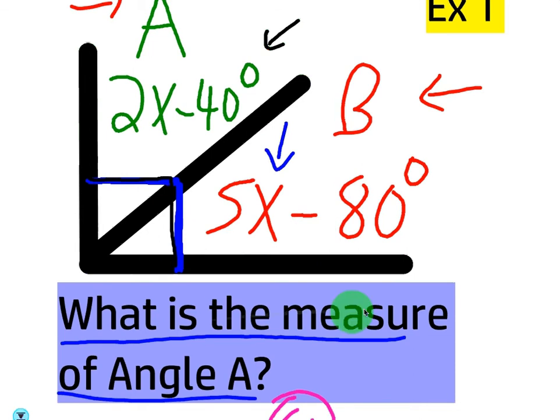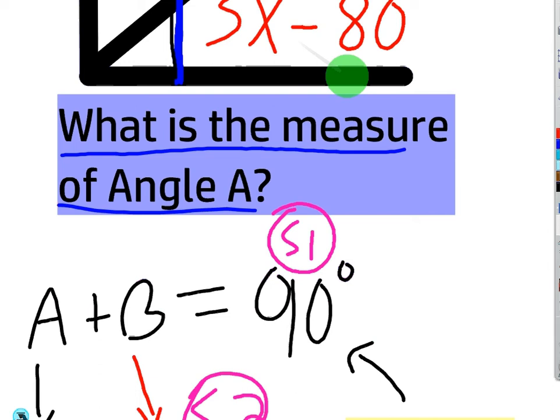The question says, what is the measure of angle A? So we're going to have to do a few things. Not only are we going to have to solve for this variable x, but we're then going to have to plug that back in to figure out A. That's going to help us with one of our further steps. So let's take a look at step 1 together.